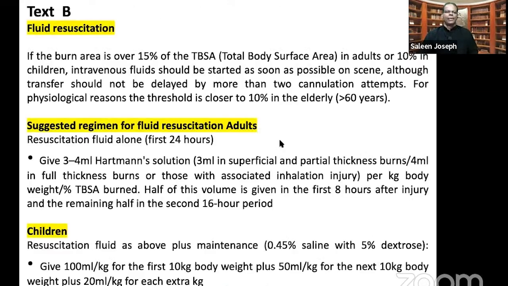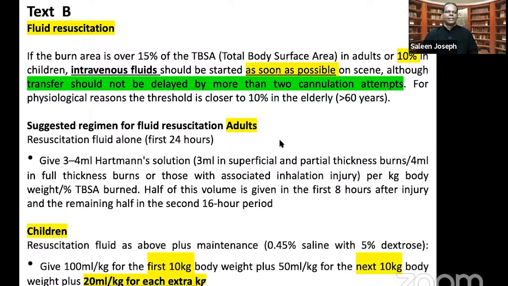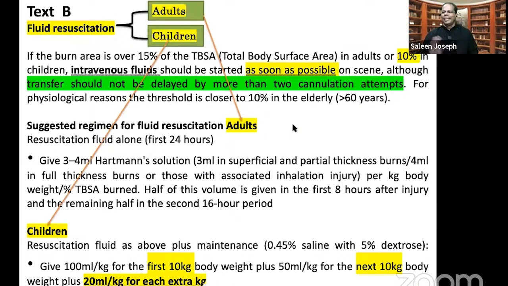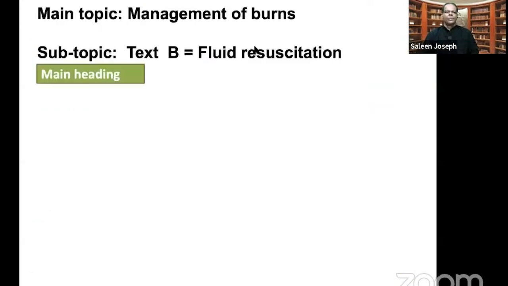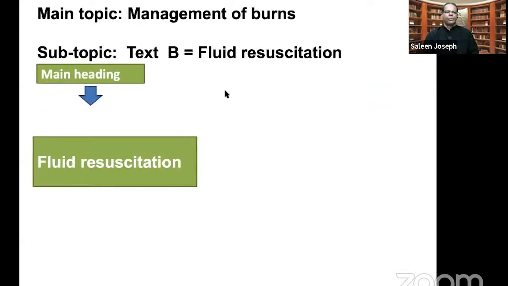Text B, all these are important. See, adults, children, percentage per kg, ml, all those things: size, number, measurements, all these are important. Adults and children, because the question will definitely differentiate between adults and children. So immediately you can go to children or adults. Main topic, management of burns. Subtopic, text B, fluid resuscitation.